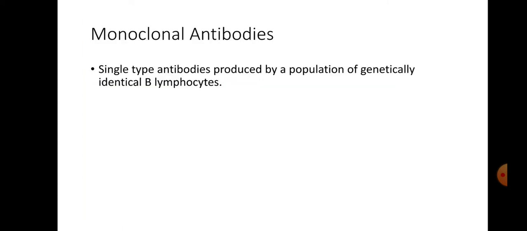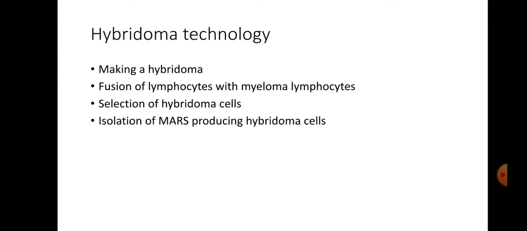Next, moving on to monoclonal antibodies. Monoclonal antibodies are the antibodies of a single type produced by a population of genetically identical B lymphocytes or plasma cells. Such a population of genetically identical B cells is called a single clone, hence the name monoclonal given to the antibodies produced by the population. The technology used in production, the methods of commercial production and applications of the monoclonal antibodies are as follows.